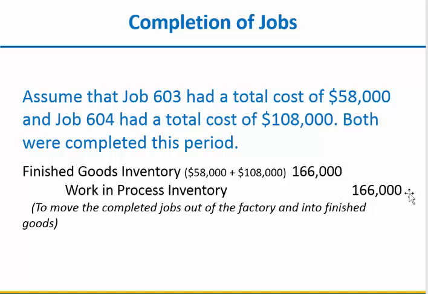Because you have the cost outflow from the work in process inventory, you have to post a credit to show that reduction. In the meantime, you have new products joining the finished goods warehouse, so you should expect an increase, which is a 166,000 increase, right? So you're going to see the increase there, so you have to post a debit. So this is what I mean by removing the completed jobs out of the factory and into the finished goods inventory.